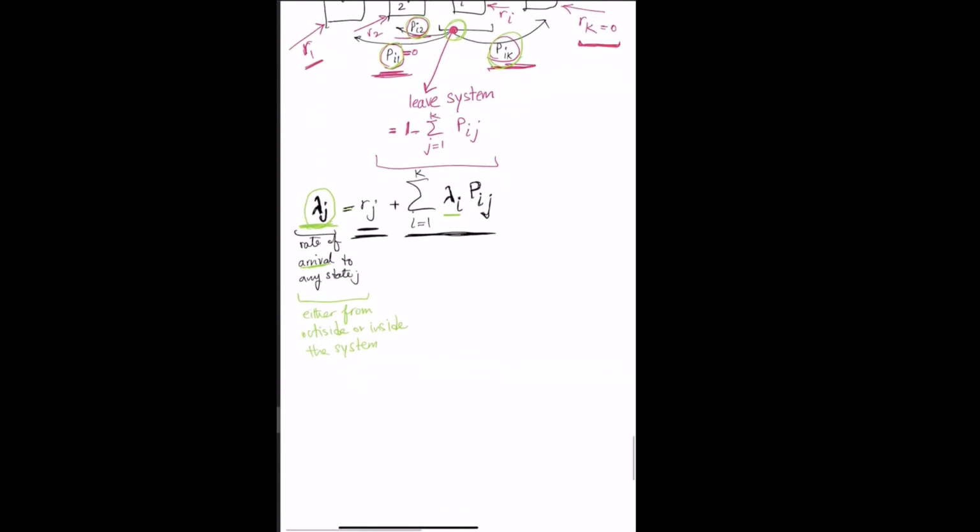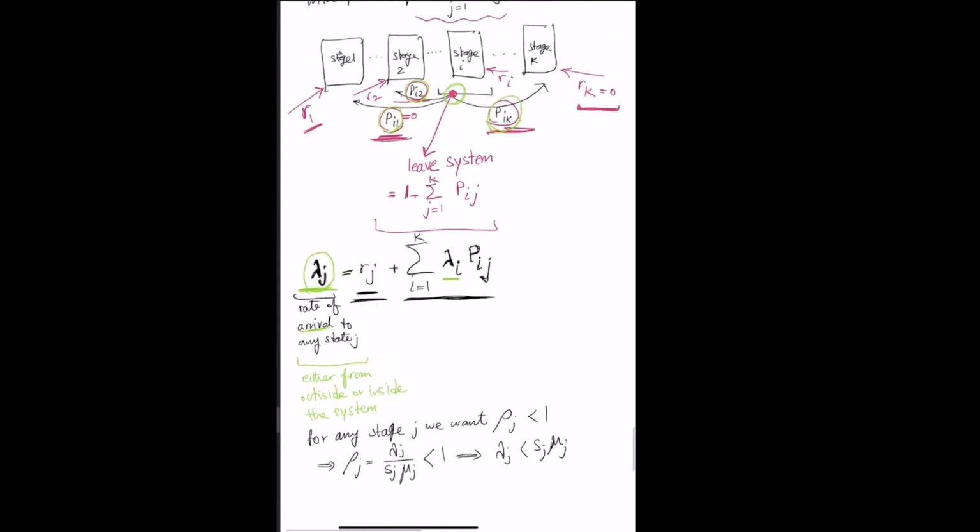And then we also want for any stage j, obviously the rho j to be less than 1 as well. So in a general scenario, if I consider rho j as lambda j over sj mu j less than 1, that means lambda j should be less than sj mu j. There is nothing tricky about this part. This is just a regular condition of rho less than 1 in any one of these stages because we want to treat any one of these stages as a separate queuing system.